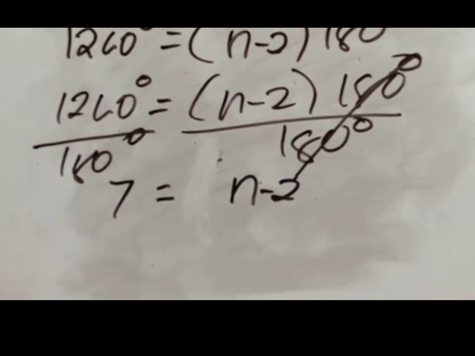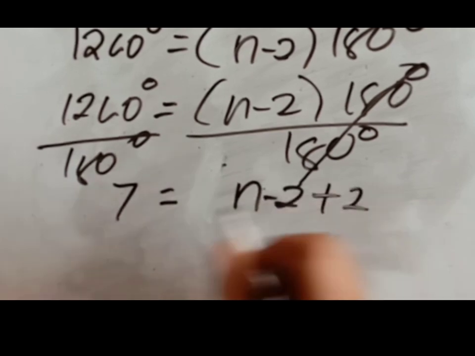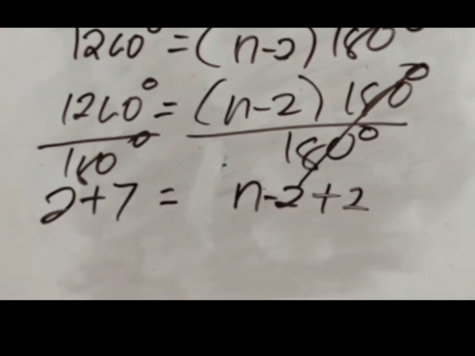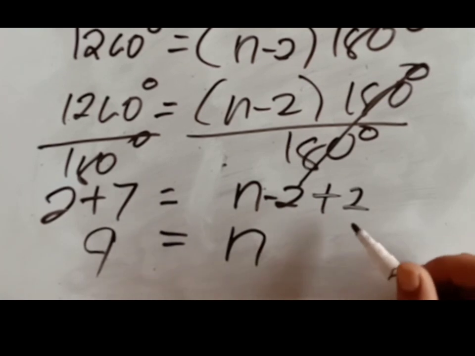By applying the addition property of equality, we will add plus 2 on both sides. So 7 plus 2 is equal to 9. So n minus 2 plus 2 is equal to n. Therefore, a polygon is 9-sided if the sum of its interior angles is 1260 degrees. So, the polygon that has 9 sides is a nonagon.